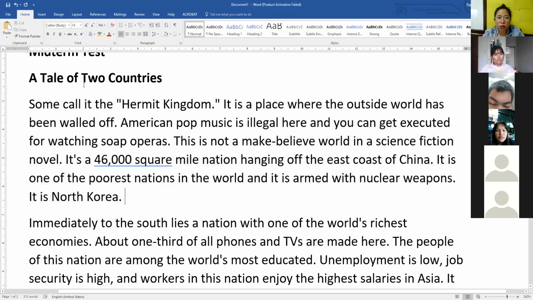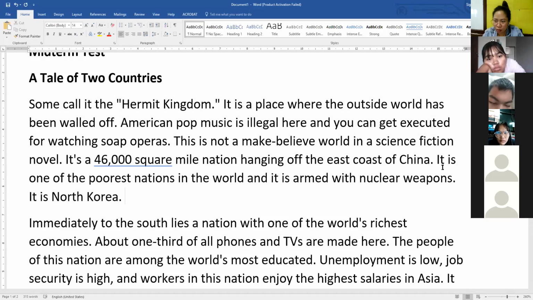A Tale of Two Countries. Some call it the Hermit Kingdom. It is a place where the outside world has been walled off. American pop music is illegal here, and you can get executed for watching soap operas. This is not a make-believe world in a science fiction novel. It's a 46,000 square mile nation hanging off the east coast of China. It is one of the poorest nations in the world, and it is armed with nuclear weapons. It is North Korea.